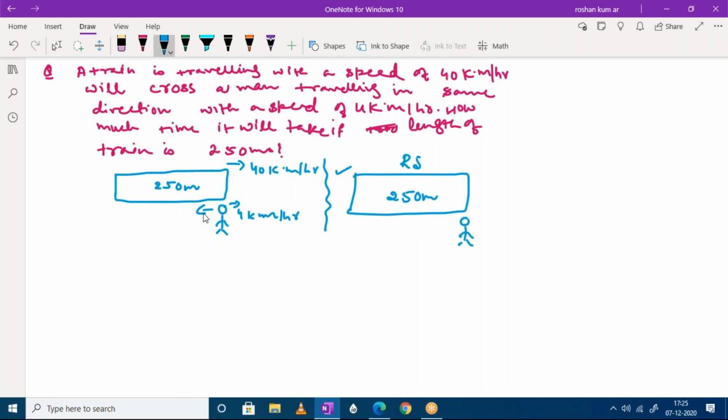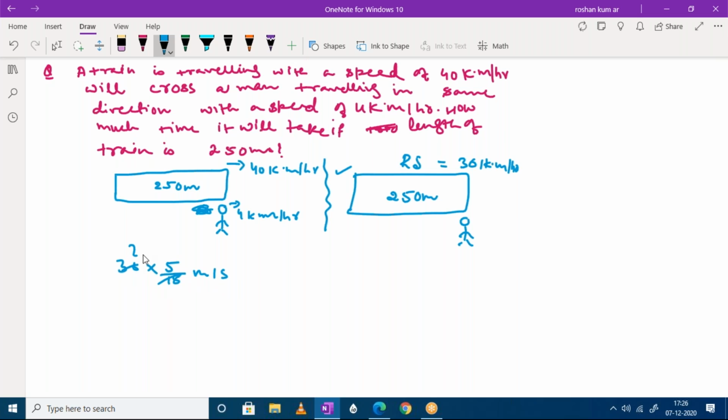They're moving in the same direction, so the first step is to calculate the relative speed. The relative speed this time will be the subtraction of both, which is equal to 36 km per hour. Now it's pretty simple. I have to just convert this kilometer per hour into meter per second. 36 km/h into meter per second will be 5 by 18. For now, just keep it like this, 5 by 18 meter per second.